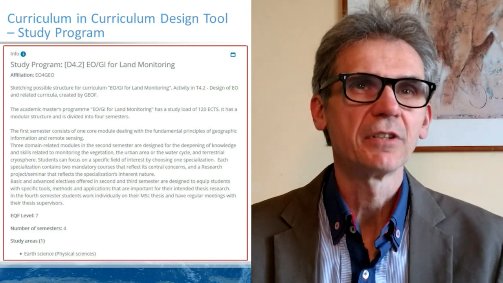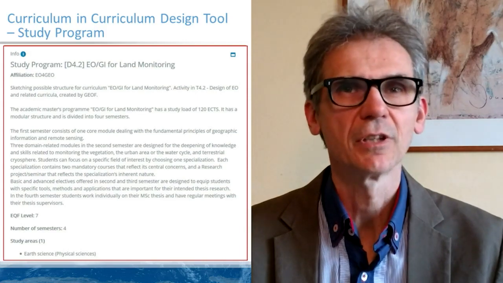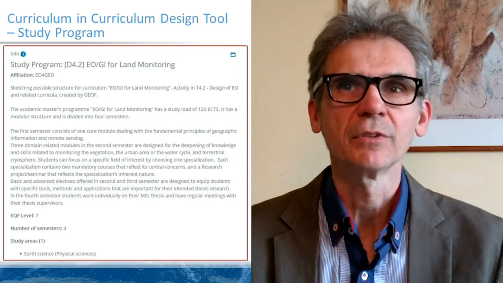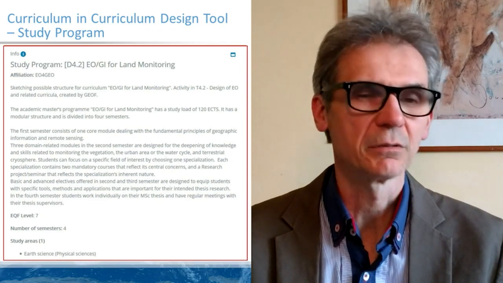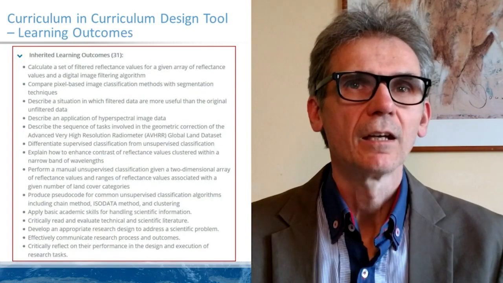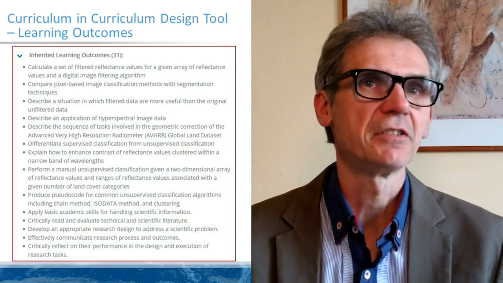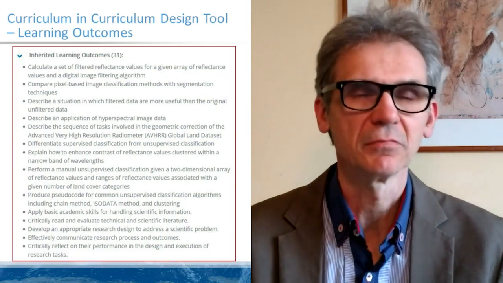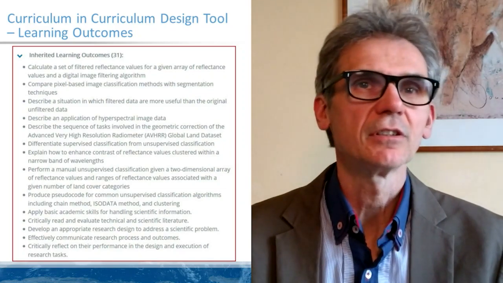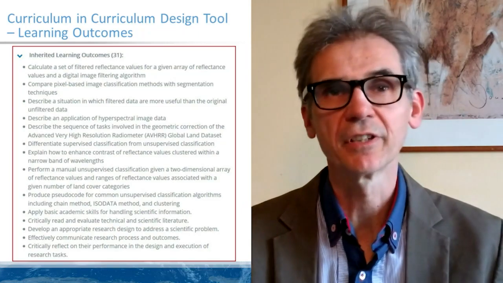In this slide, you can see that we put the name, description, European Qualification Framework level, number of semesters, and study area of our program. In this second slide, you can just see the list of learning outcomes. It doesn't matter now to see specifically, but you can see what it looks like in the curriculum design tools.